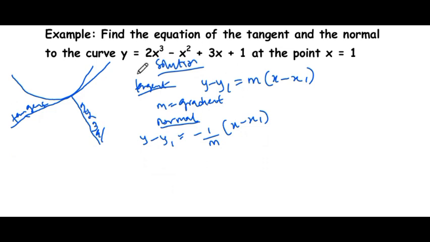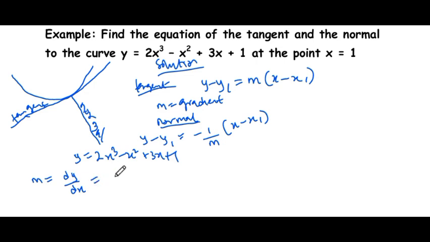Now quickly let's solve this question. So y is equal to 2x cubed minus x squared plus 3x plus 1. The first thing we do is we differentiate this. So to get our gradient, we differentiate, dy dx.